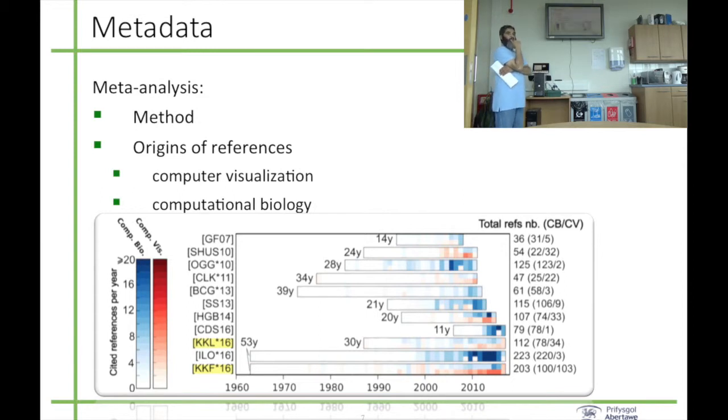y-axis we see a list of survey papers, right? We want to mention that these are survey papers. A survey paper is special, right? And on the x-axis we have time, the year. And then on the other y-axis we have the number of citations in each survey paper, and they're divided into two categories: computational biology.